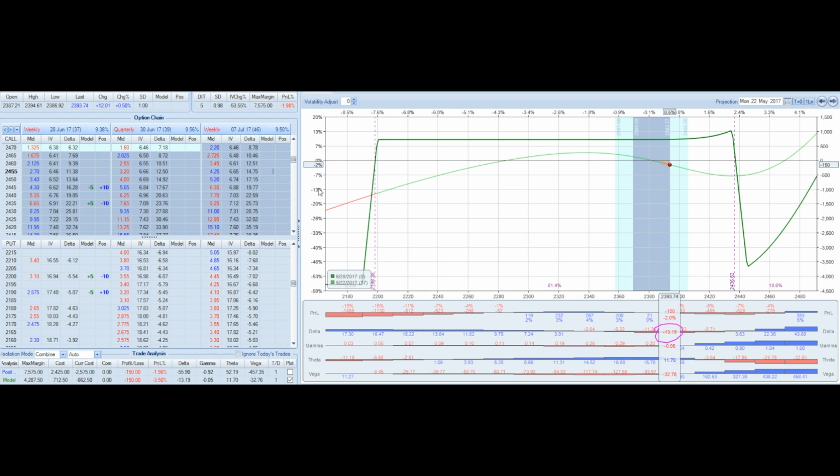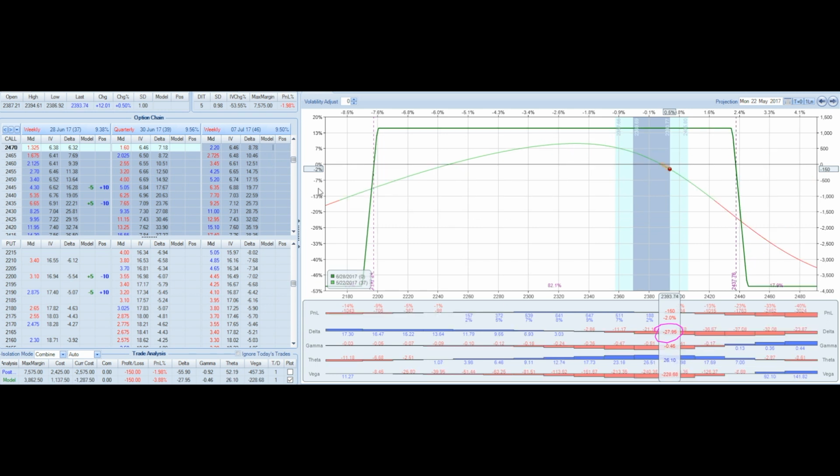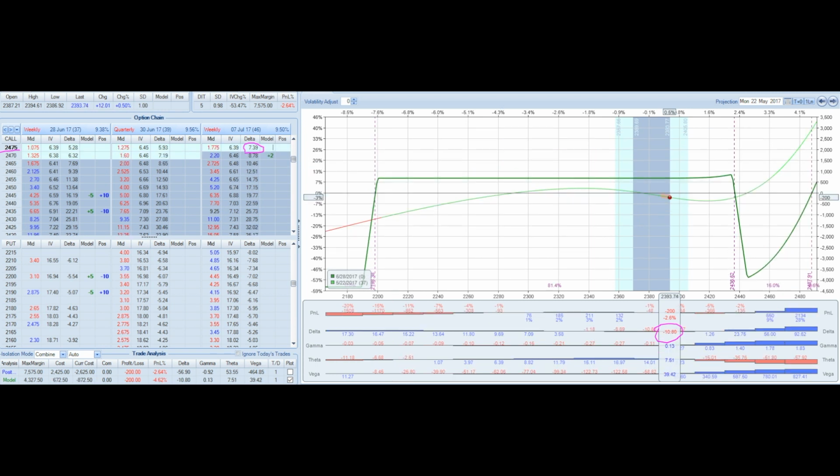And I could look to buy two 8 delta calls, which is right here, 2470. Again, this adjustment will lift my T plus zero line and will smooth out this line on the upside.